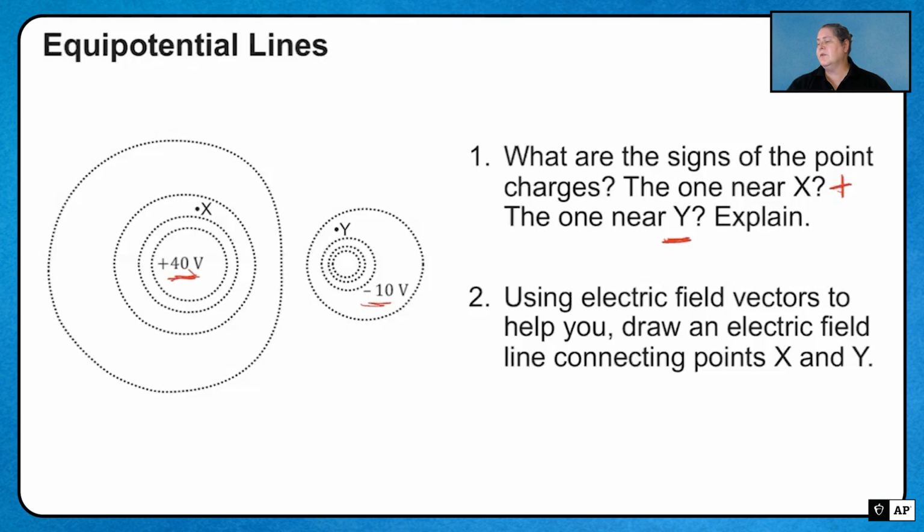And now, using electric field vectors to help you, draw an electric field line connecting points X and Y. The assumption is if the point charge is here, you get less and less potential the farther away you move. So if I'm thinking about the electric field right here, the electric field has to be perpendicular to both parts. And so it comes out perpendicular, but then it's going to be sort of drawn to this Y. And so you're going to get kind of this arc for that electric field line.